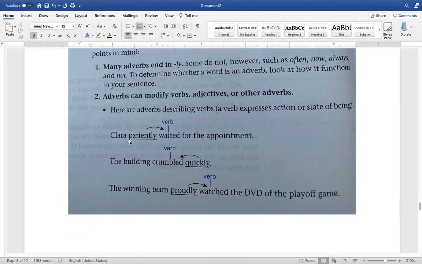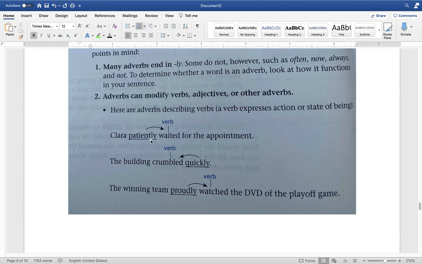So here, right, Clara patiently waited for the appointment. These are demonstrating adverbs describing verbs, right? And then it's reminding you that a verb expresses action or a state of being, because that's referring back to those to be verbs, like is, are, was, becoming, were, depending on what tense you're in of the to be verb. There are a lot of them.